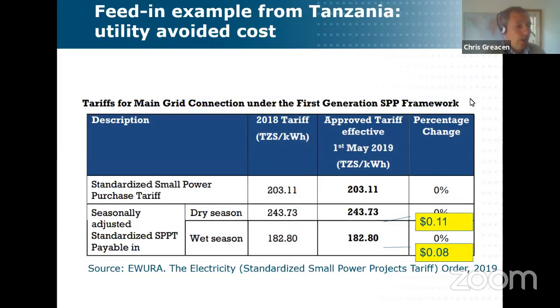Tanzania, over time, has had both of these approaches. Projects that came online before June 2017 received tariffs based on the utility's avoided cost. This is an example from Tanzania, because Tanzania receives a lot of its electricity from hydropower, which is therefore more precious during the dry season. Tanzania set it up so that the feed-in tariff is higher during the dry season and lower during the wet season.